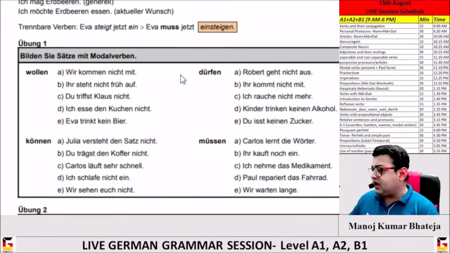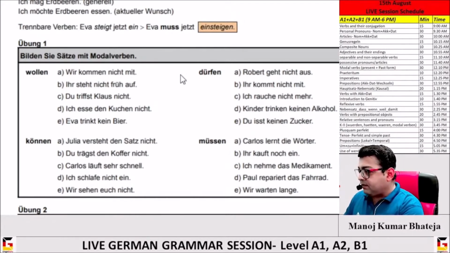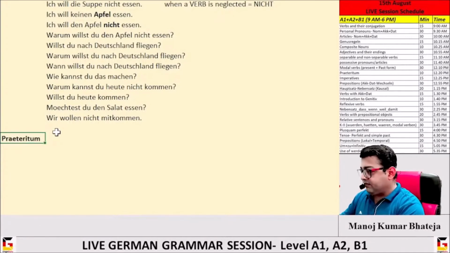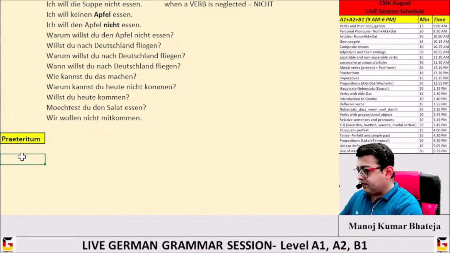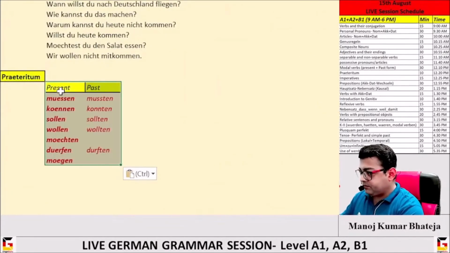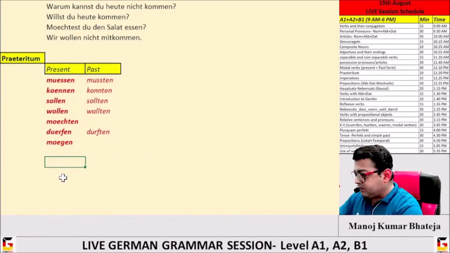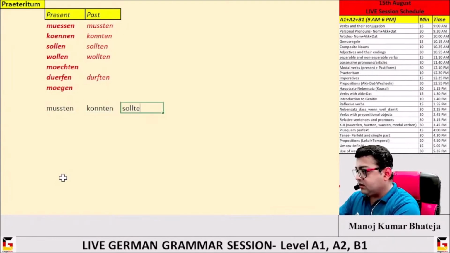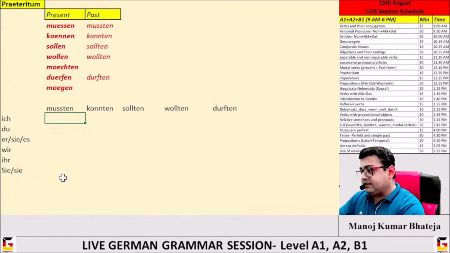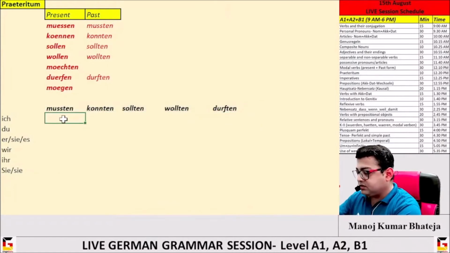Thank you very much. This was a little information about the present. Now we talk about the past form, the Präteritum of modal verbs. How do we use the past form of modal verbs? Present form was this one. Now if we conjugate modal verbs, it's very simple: mussten, konnten, sollten, wollten, durften, for ich, du, er, sie, es, wir, ihr, sie, Sie. It's regular. We don't have any change. Ich and er, sie, es are always the same: ich musste, du musstest.